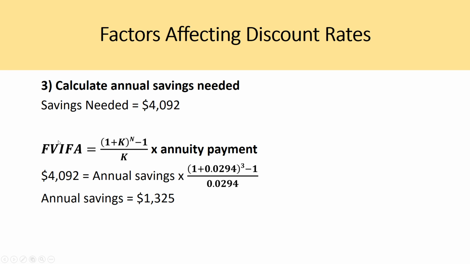That is our result. So it's our future value interest factor annuity. So we put it on the left-hand side of the formula. We then have our K variable, which is the real interest rate, and the period, and we isolate for annual savings, the annuity payment. So the annual savings would be $1,325. That is the amount that we need to save in order to buy this car of $15,000. I think that's a better explanation of it.